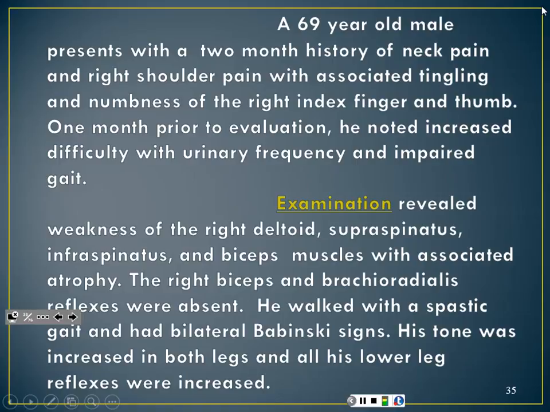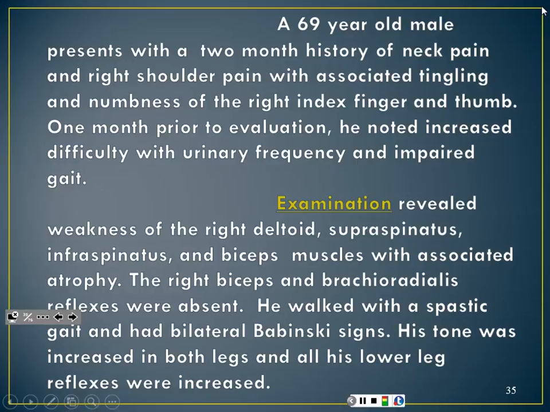What else is lower motor neuron? Decreased reflexes. And where were they? Biceps and brachioradialis, C5, 6. So we've got C5 involvement again. So we've taken all that, so what do we have? And it's all on one side, isn't it? So we have a right C5 radiculopathy. Okay? That's it, isn't it?